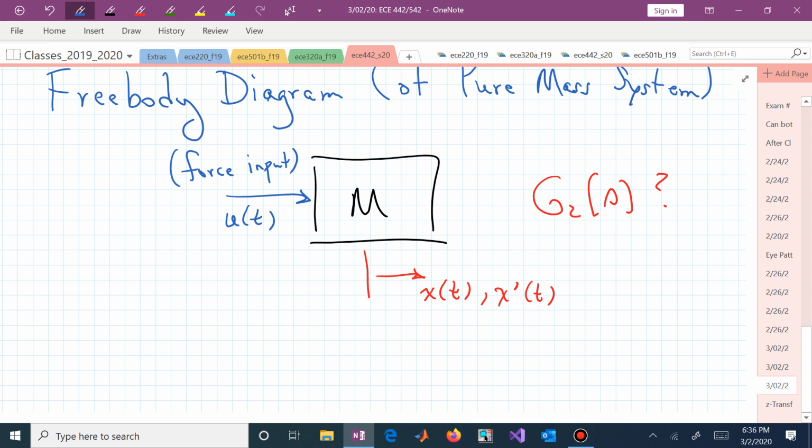Let's go sit under an apple tree. Right? Let's just pretend we're Newton.